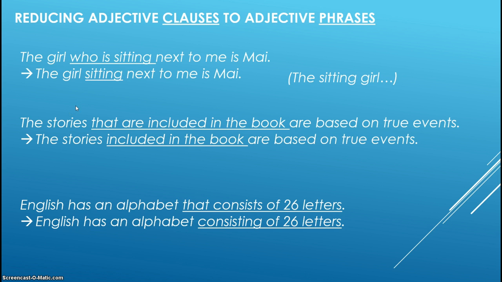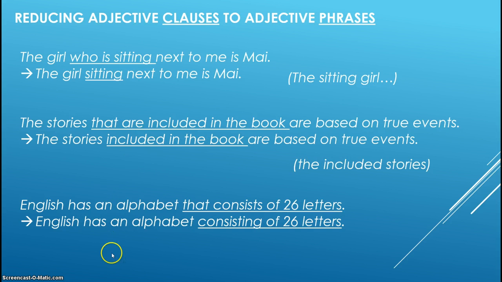Next, the stories that are included in the book are based on true events. Here's how they shortened that: the stories included in the book are based on true events. "That are" went away. And there we now have our adjective phrase. Again, if we rearrange the sentence to make it look like a normal adjective, you could say the included stories, right? The stories included in the book, the included stories.